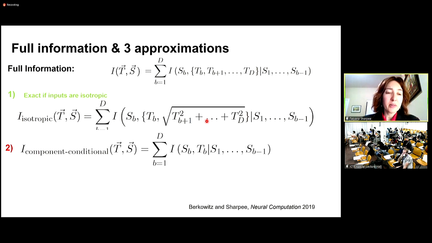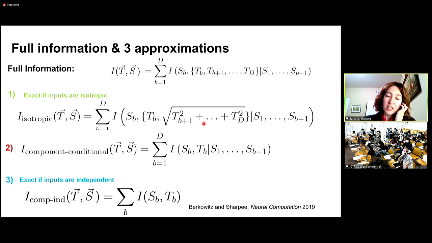Then the next approximation is to drop this square root. We couldn't justify it, but we just tried it and see how that performs. And then the third approximation is when you drop all the conditional independence conditions. So in this case, it is exact if the input distribution factorizes, so maybe an exponential distribution in X and an exponential distribution in Y. So these are the three approximations.